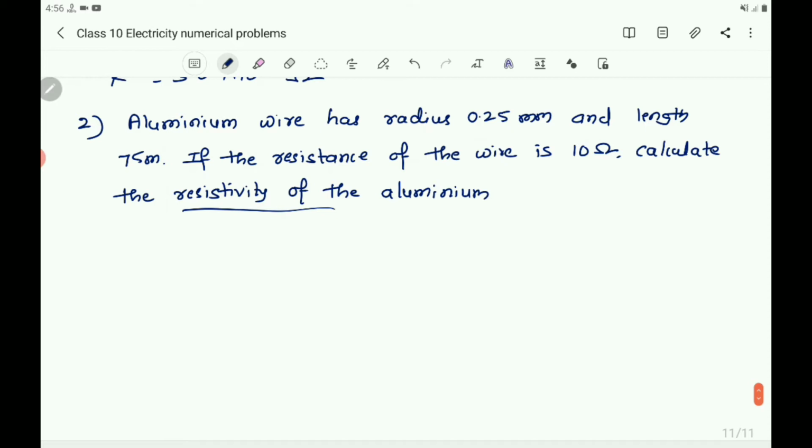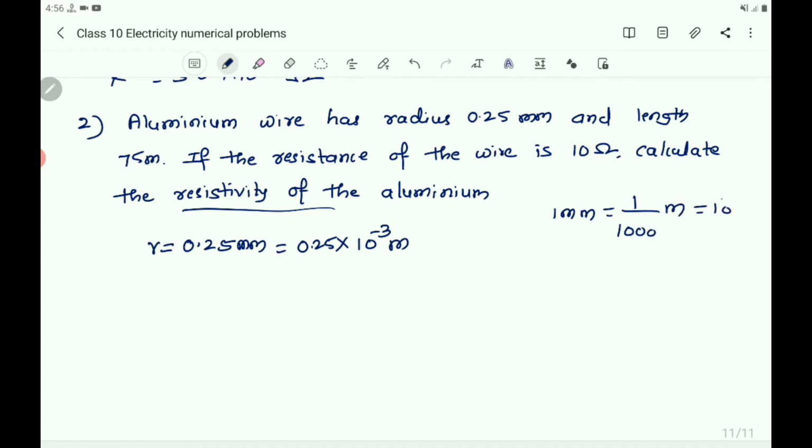Then you write what are given. Note down that r is given. r equals what? 0.25 mm. You must convert that into meter. That is 0.25 into 10 power minus 3 meter. Because you know that 1 mm equals 1 by 1000 meter, that is equals to 10 power minus 3 meter. So you must multiply it by 10 power minus 3 meter.